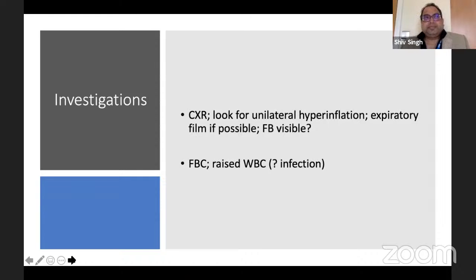Sometimes the foreign body, especially if it is an inorganic foreign body, metal foreign bodies, can actually be seen on the X-ray. On the full blood count, you would like to see if there is an increase in the white cell count, because that would suggest any superadded infection, because this is not acute, but a 2-day-old foreign body.